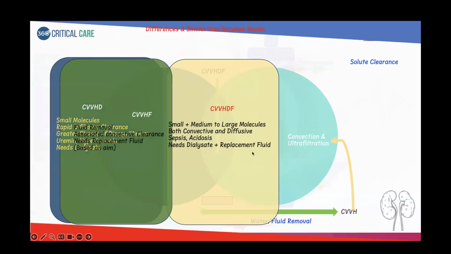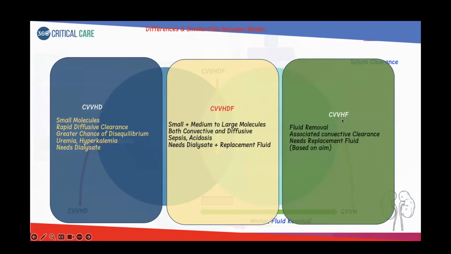Okay. And the third modality is CVVHF. Only here, there is no D, no dialysis, no diffusion happens. You can just pull out fluid with the hydrostatic pressure created by giving pressure on the blood chamber, or negative pressure into the dialysate chamber.